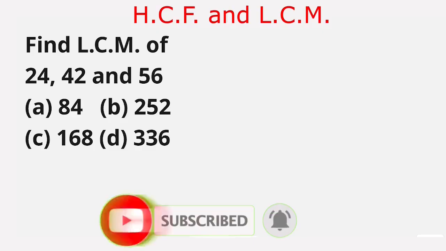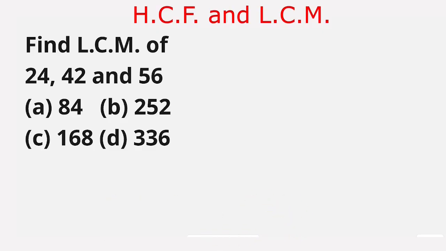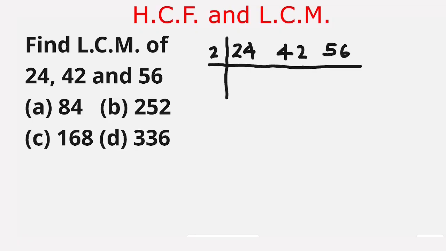We will find the LCM by shortcut common division method. We write the numbers 24, 42 and 56. We divide these numbers by 2. On dividing 24 we get 12. On dividing 42 we get 21. On dividing 56 we get 28.